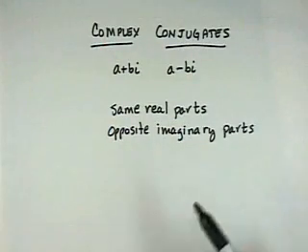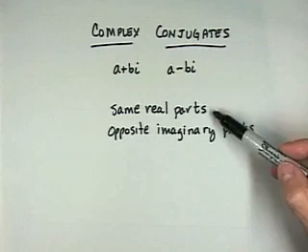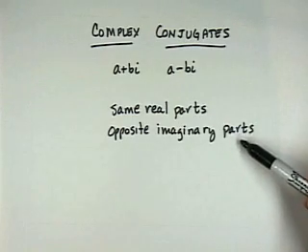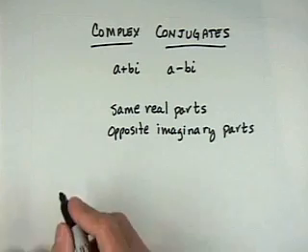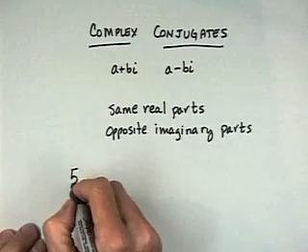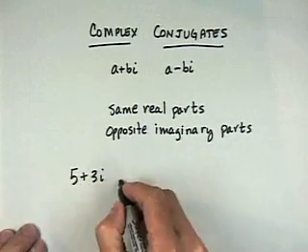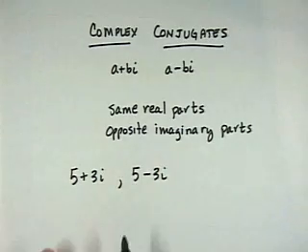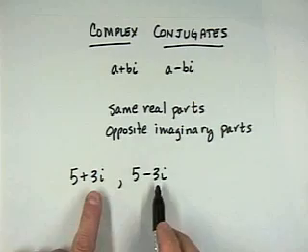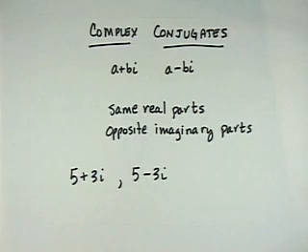Before we can go through a procedure for division, we need to define complex conjugates. Complex conjugates are complex numbers that have the same real parts but opposite imaginary parts. I wrote a pair of complex conjugates here. Let me give you another example. 5 plus 3i is the complex conjugate of 5 minus 3i. Same real parts, opposite imaginary parts.